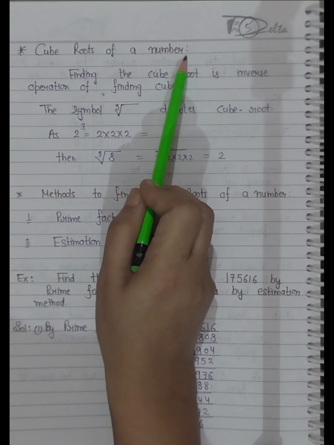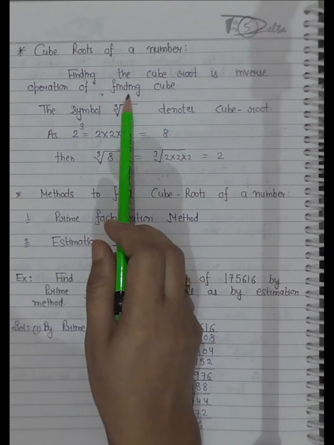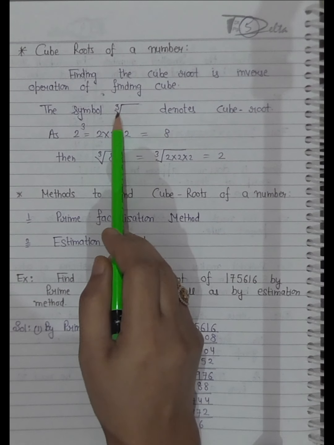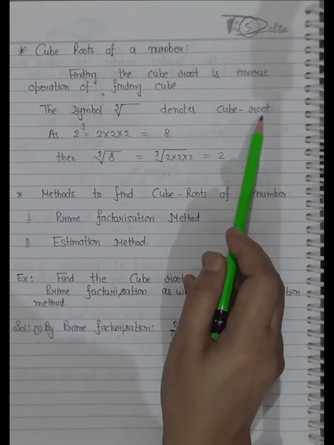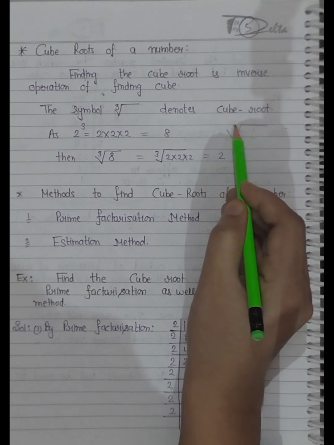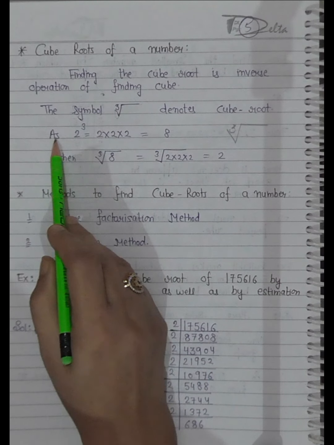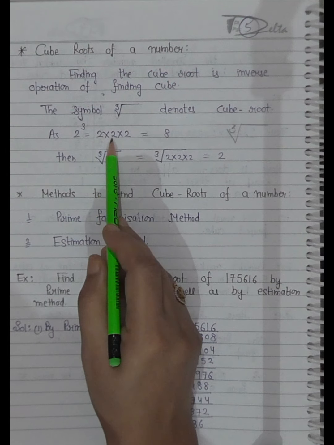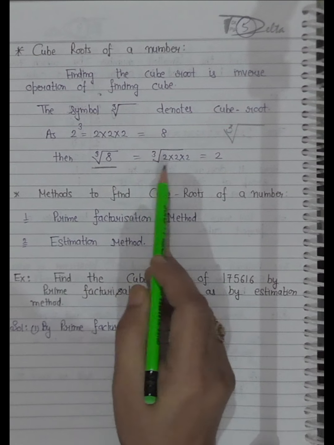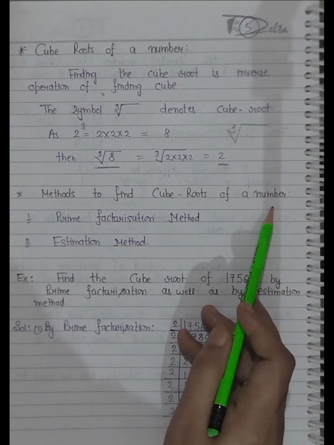Cube root of a number. Finding the cube root is the inverse operation of finding the cube. Here the symbol with 3 written on it denotes the cube root. For square root this symbol is used, and when we put 3 here, it is called cube root. As 2 power 3, which is 2 multiplied by 2 multiplied by 2, is 8, the cube root of 8 will be 2.